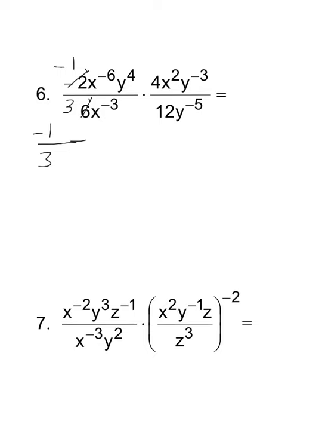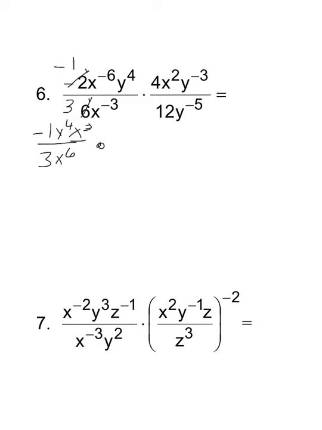Now let's start moving the exponents. X to the negative 6, got to move it down. Becomes a positive. Y to the positive 4th stays on top. Okay, on the bottom I have x to the negative 3, got to move it up. It makes it a positive 3 up top.